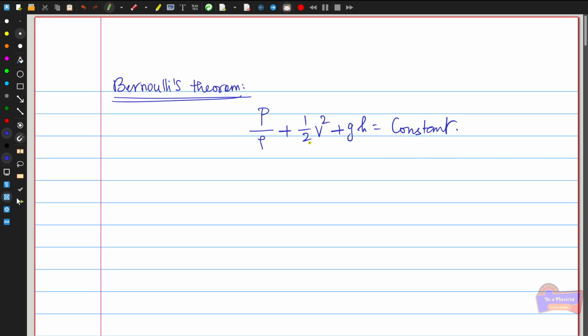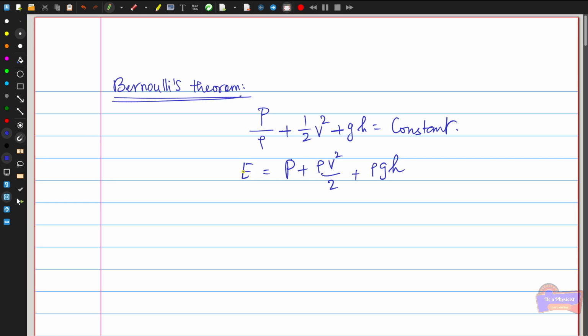According to this theorem, suppose the height of an element of fluid of density rho above the ground level is taken as h, it is moving with the velocity of v, and the pressure is taken as p. Then the total energy of the volume is given by this equation. I can write this in terms of E, which is equal to p plus rho v squared divided by 2 plus rho gh. Here rho is the density of the liquid which we have considered, so I can multiply this equation by rho. So this E is a constant value.